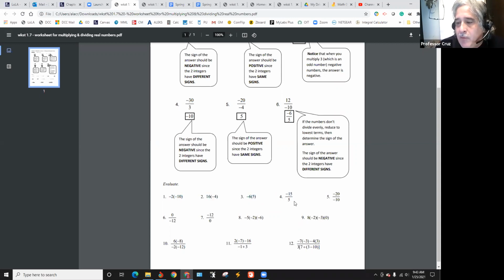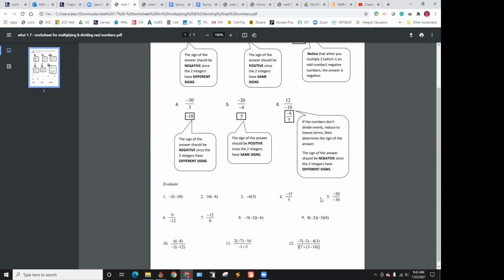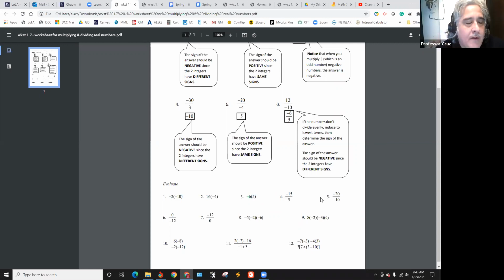All right. How about number 4? What is that difference between 4 and 5 as opposed to the other 3? Negative. This is division, first of all, okay?